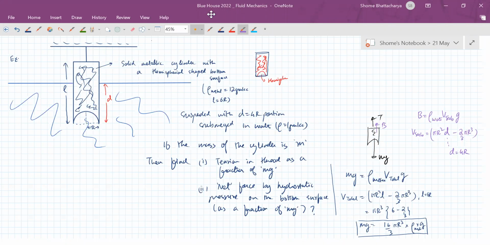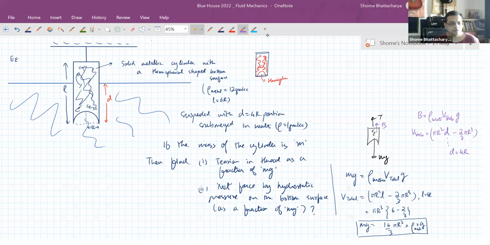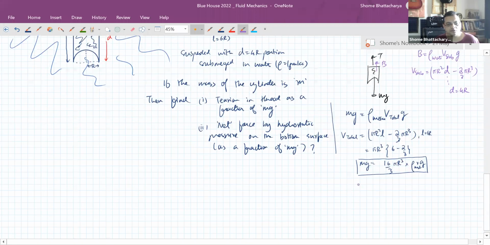Okay, so the thing is, I have asked for the answer as a fraction of mg, so you have to give the answer that way. Right, let's check. mg is this much, and buoyant force is equal to 4r minus 2 by 3, so that will become 16 minus 2, so 13 by 3 pi r cube into density of water into g.